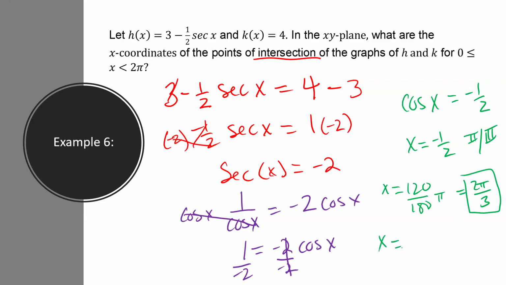And then y'all here said 240. I need to put it in terms of radians. In terms of radians, what is that? 4 pi over 3. Good job. It's your 60-degree reference angles, right? That's when you're going to get the 1/2 for your cosine.